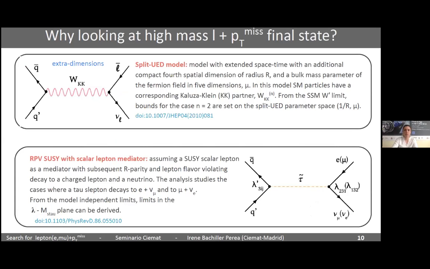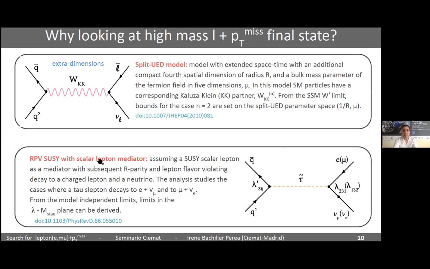A different model that we are going to explore is the split universal extra dimension model. This model predicts another boson that is the Kaluza-Klein partner for each particle, in our case, the Kaluza-Klein partner of the W, marked here as W KK. In this extra dimension, the radius of the extra dimension is called R, and we are going to set limits on the plane of the inverse of the radius R and the bulk mass mu.